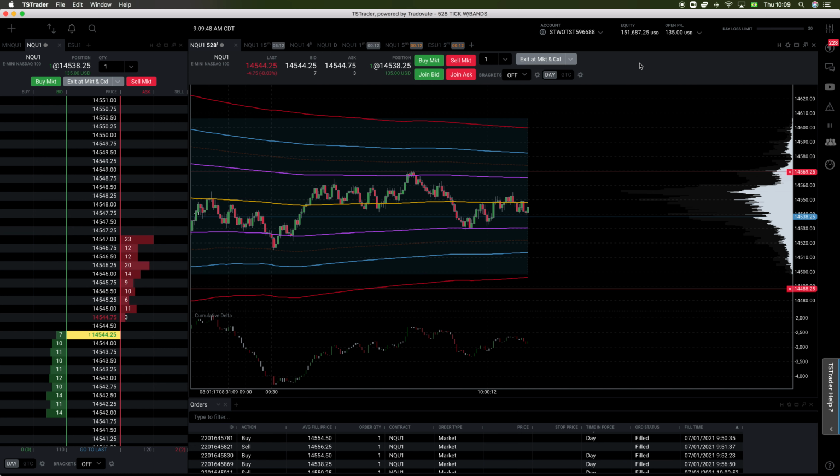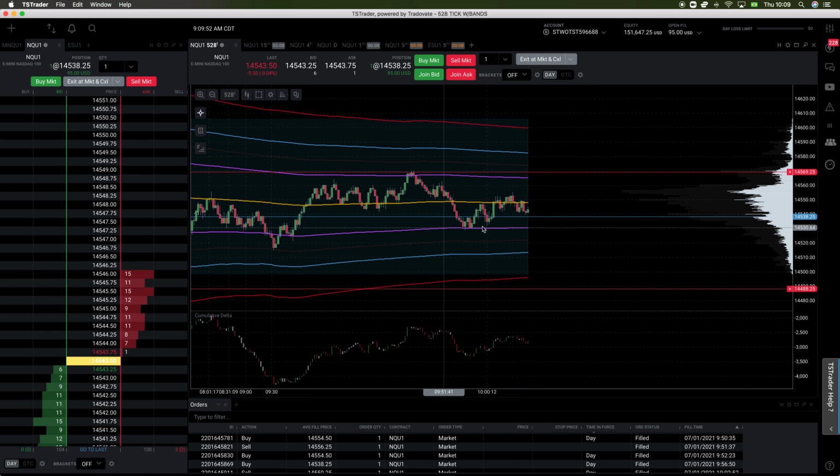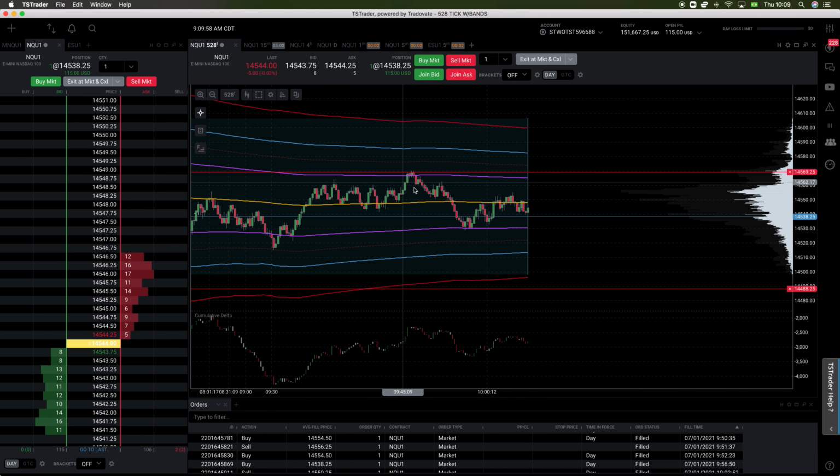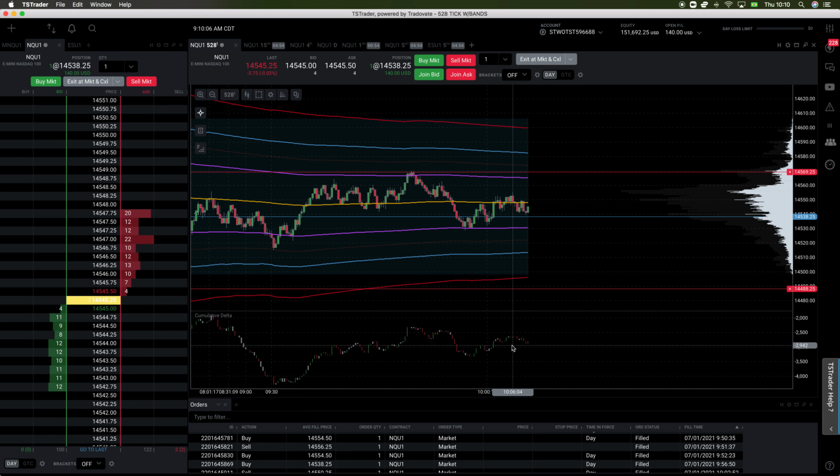Hopefully we get a nice spike like we did earlier. I think it was around here that we had a really nice spike, or I think it was here where we filled that volume well. So again, just waiting to see. Delta still trying to maintain here.